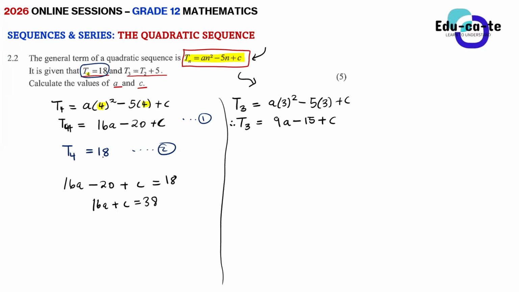Then after I did it for T2, you also did the same for term 2. So Sam also did the same for term 2 and substituted 2 where there is n. Yes, sir. So what is the value of term 2? 4a minus 10 plus c.